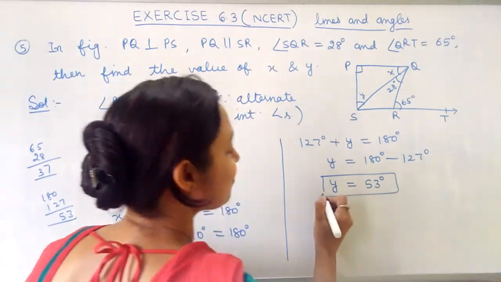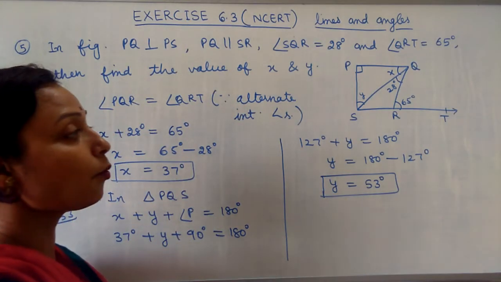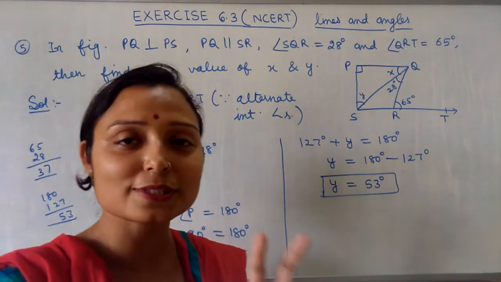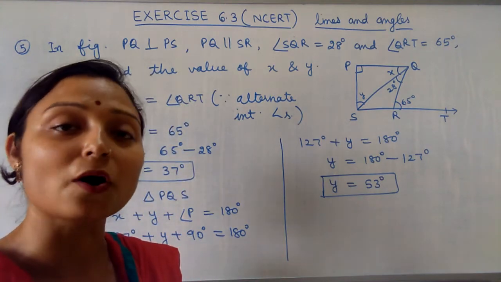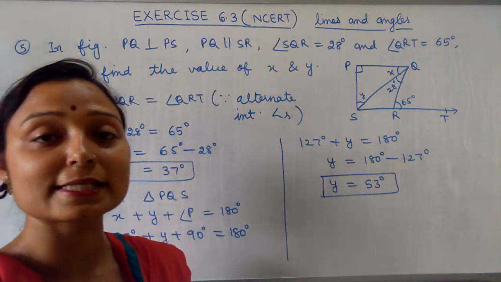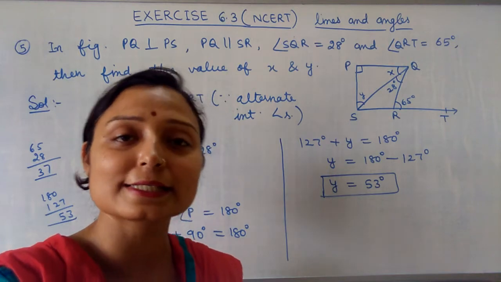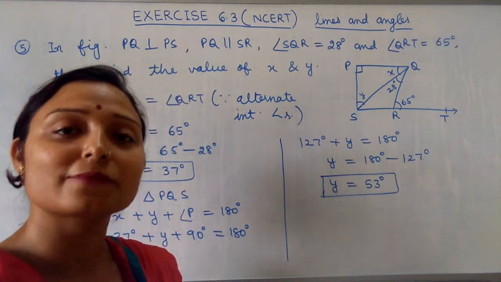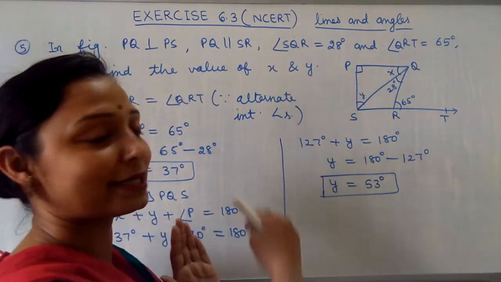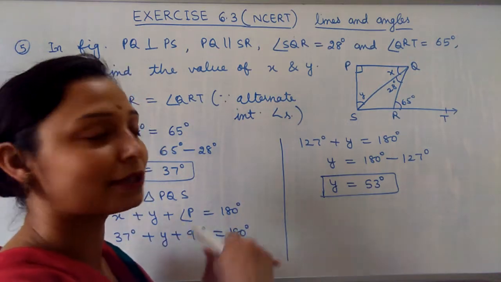So this is the way to solve the question. Only two concepts are used in this question. First is alternate interior angles and the second one is angle sum property. Only these two concepts will solve the full question.